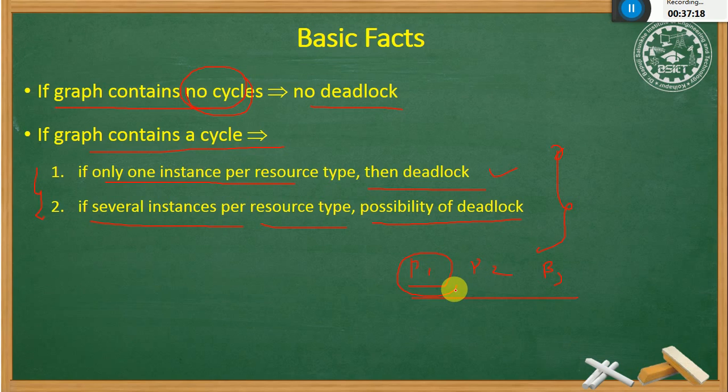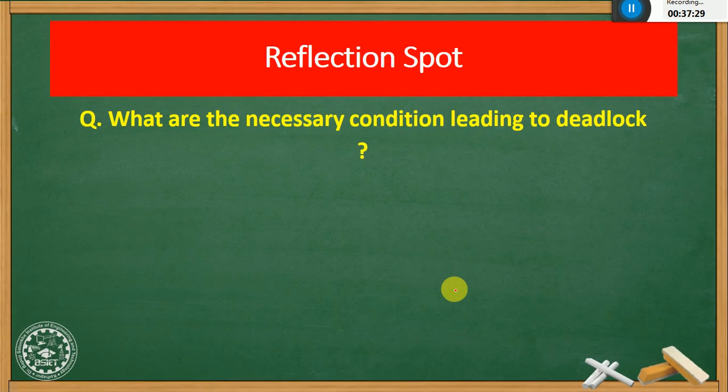If there is a cycle in the resource allocation graph and there is a single instance resource, then it is called deadlock detection. So we can easily detect the deadlock using the resource allocation graph.